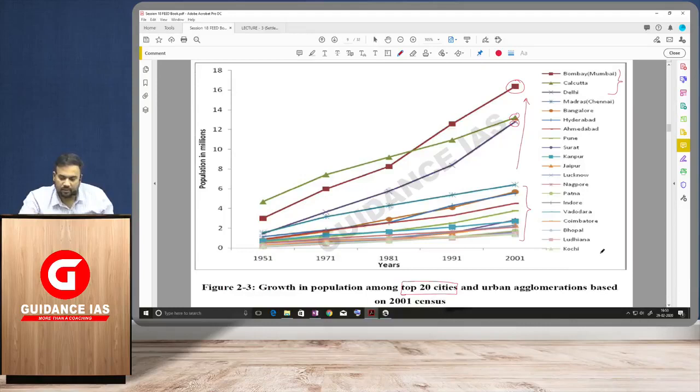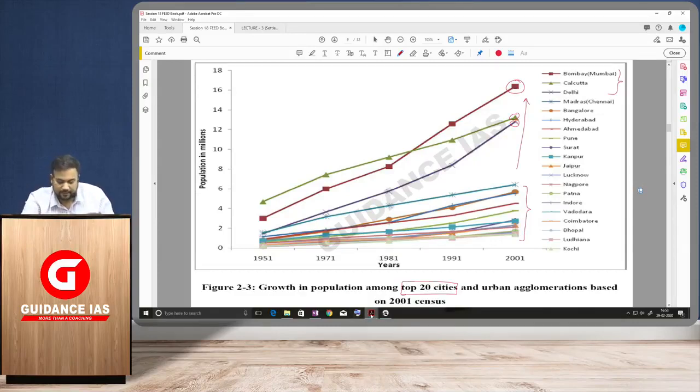Can you see the growth of Bombay or Mumbai, Kolkata and Delhi? It has been phenomenal compared to the other million plus cities. Why? Because they are growing fastest. Majority of investment is concentrated where? In these cities. Okay? So as a result of which what we find, this kind of situation is to be present.